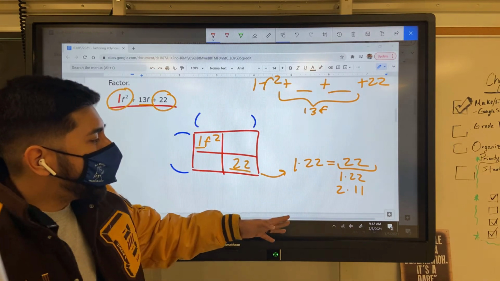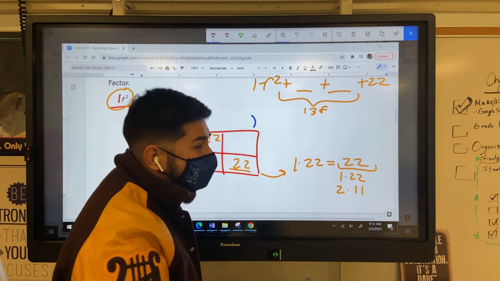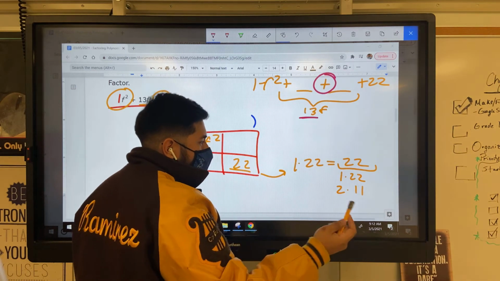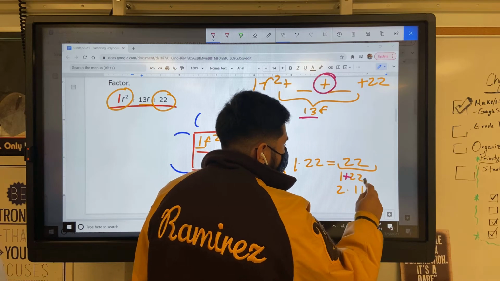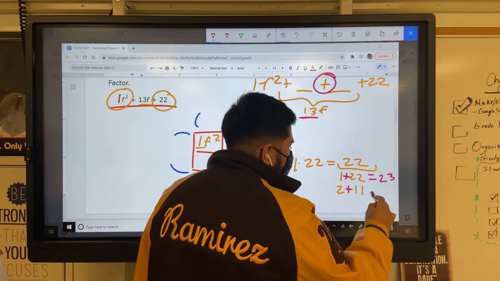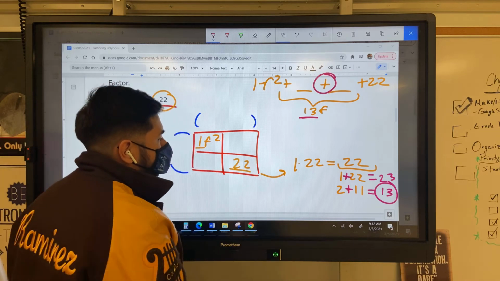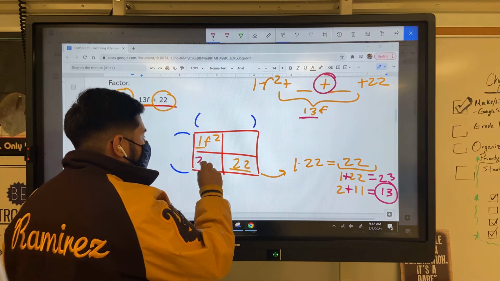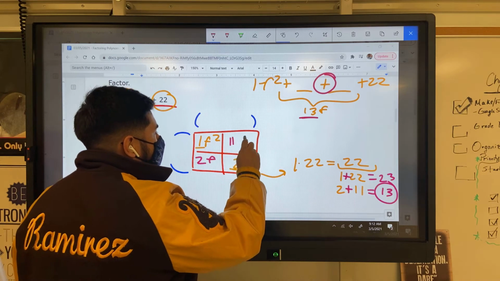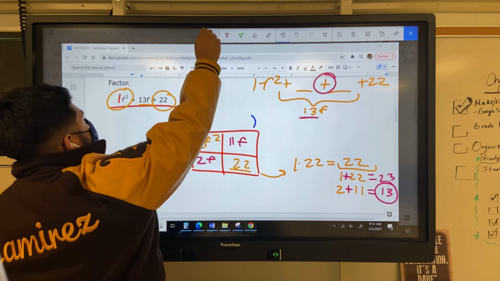Now, which of those factors, 1 and 22 and 2 and 11, adds to 13, because we're adding them together to give me 13. Well, let's do it. 1 plus 22 gives me 23, so that's not it. 2 plus 11 gives me 13. That's what I wanted. So I'm going to take this 2, I'm going to take this 11. Don't forget that they're f's, 2f and 11f. And now I can work backwards. This is going to be pretty cool.